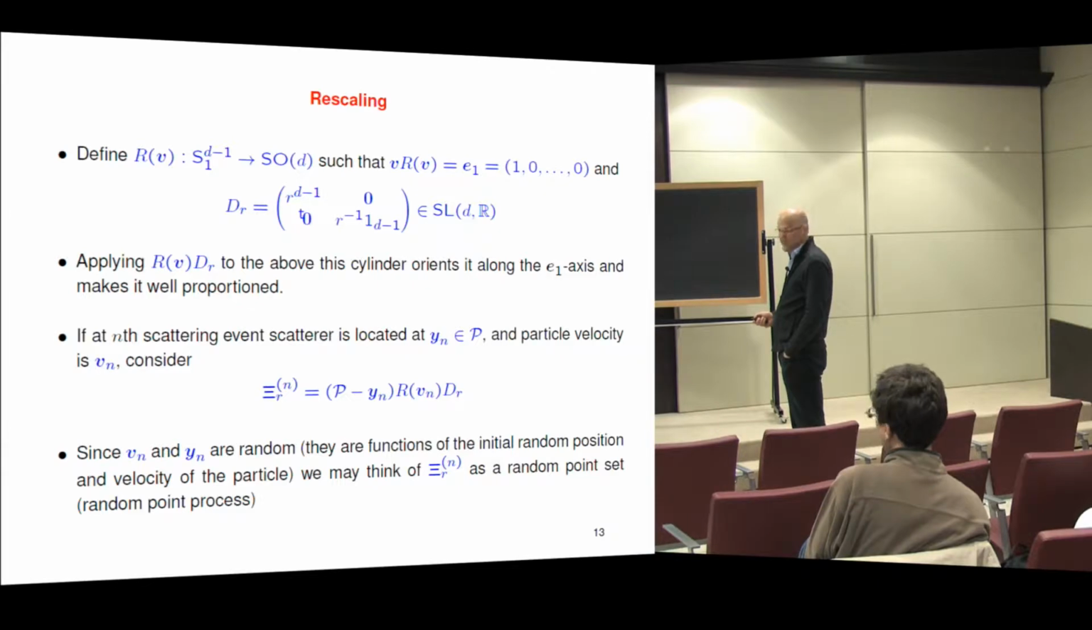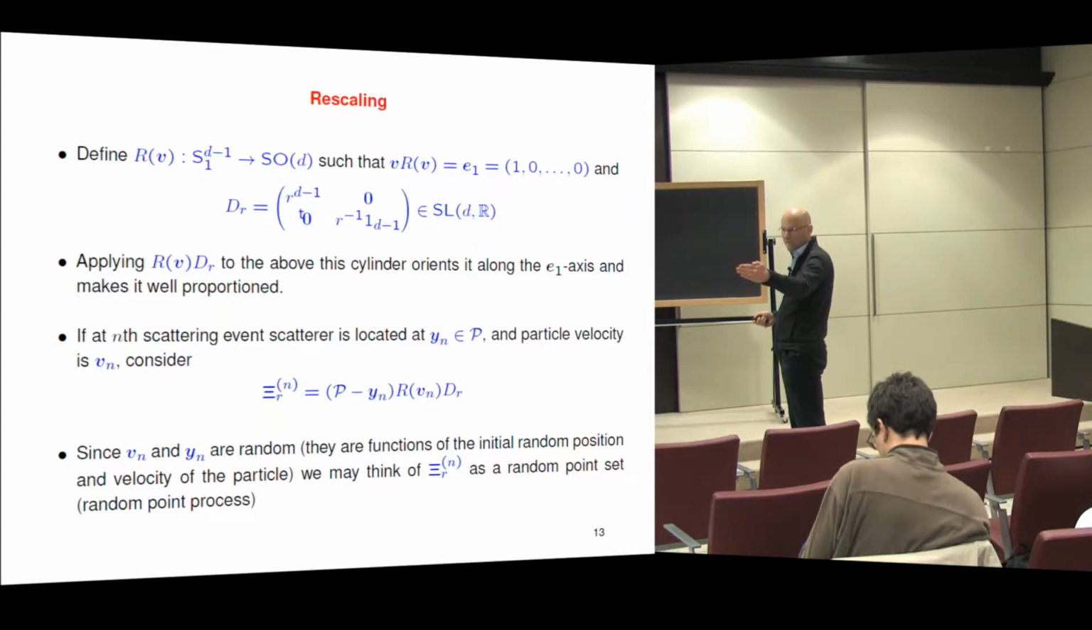So P is a point set. Is a fixed point set. Yeah. Now I'm shifting that point set. So this means it contains the origin. Yeah? So sort of at the origin is the scatterer you just hit. Exactly. So Yn is an element of P. Right? Yn is the position of the scatterer I've just hit.